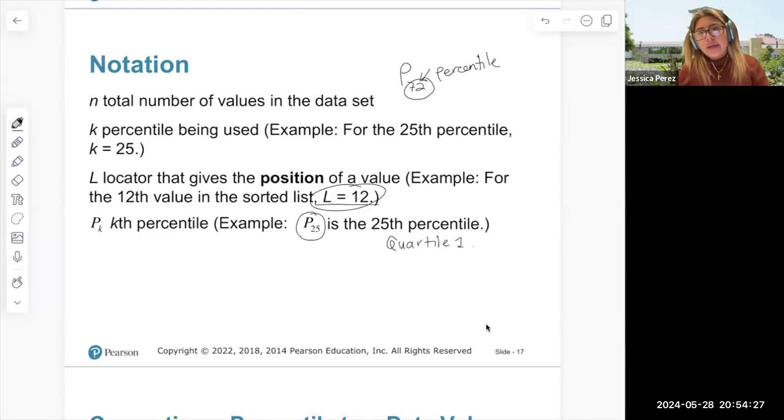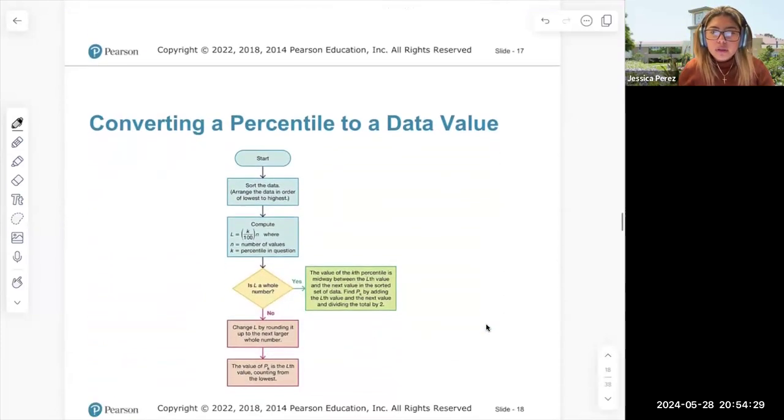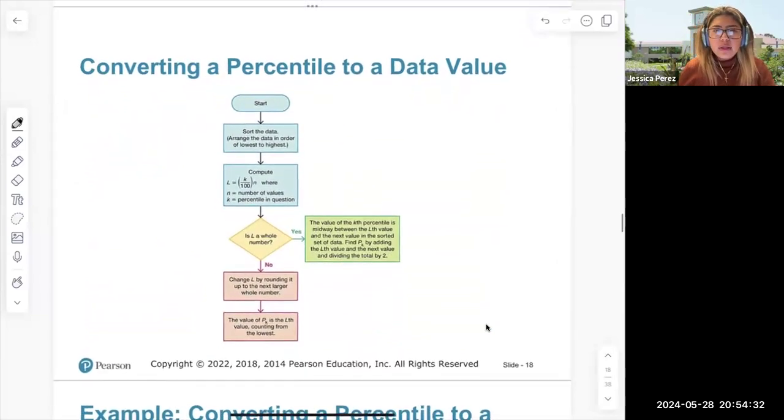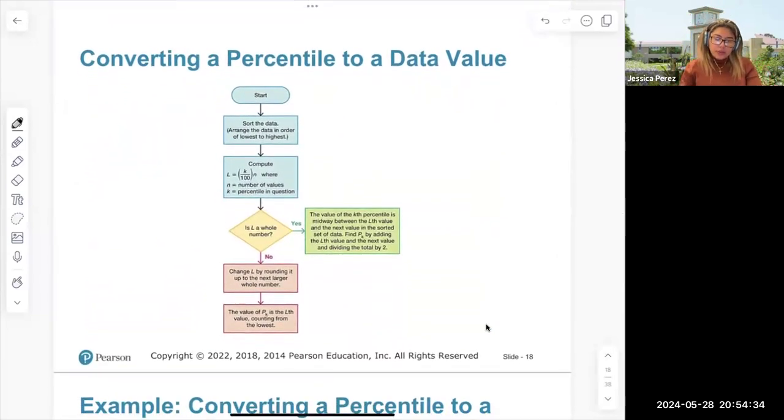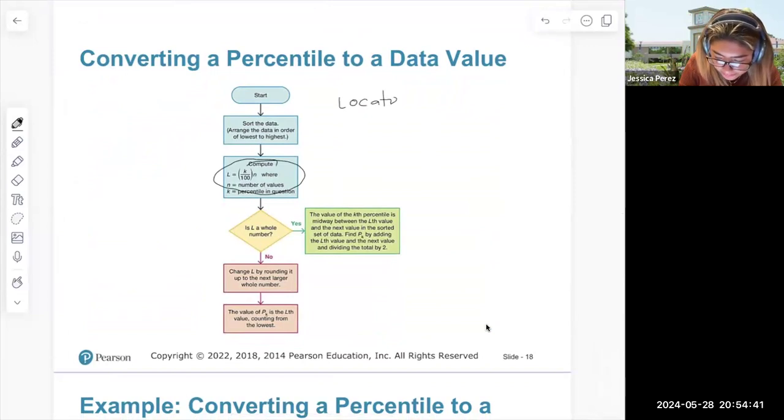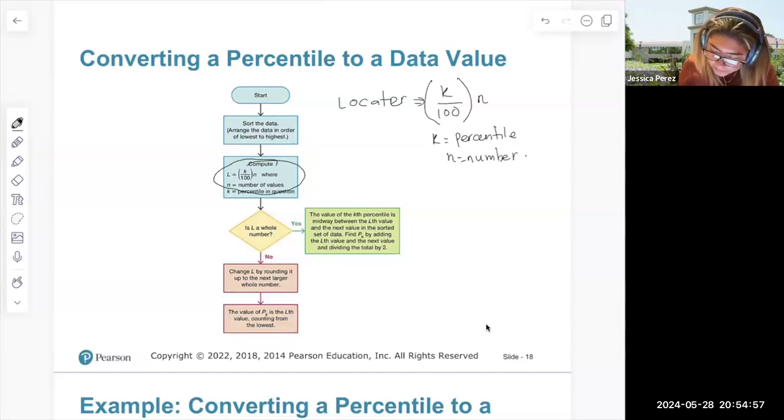Percentiles and quartiles go hand in hand. So this is how we would calculate it. We would start by sorting the data. Then we would find L, the locator. The locator has a formula: K, the percentile, divided by 100, times N, where K is the percentile and N is the number of total data values.